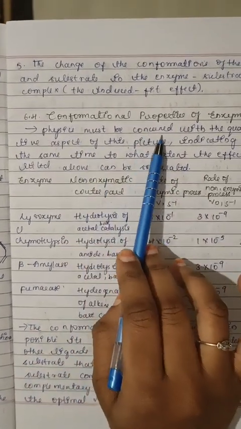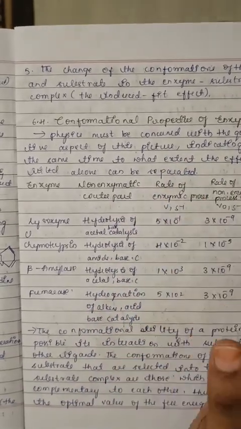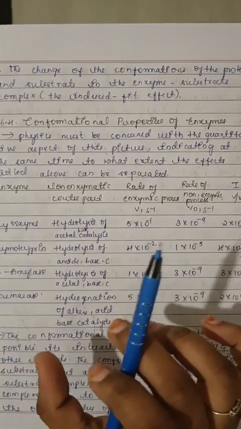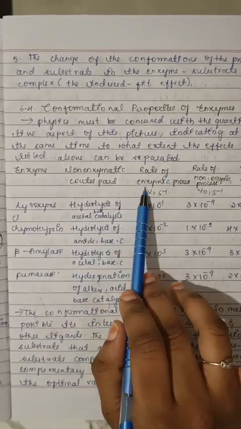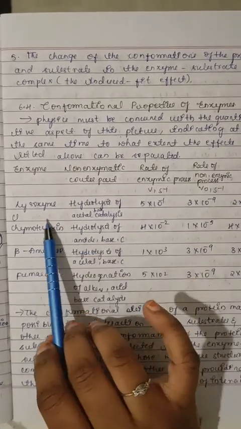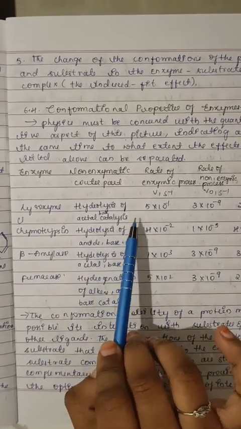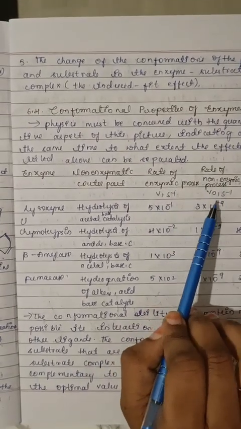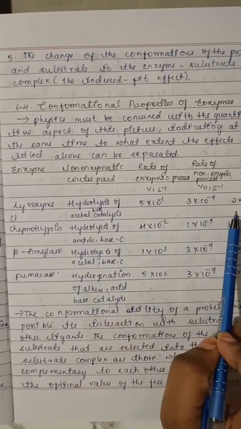Next topic is about the conformational properties of enzymes. In this, physics must be concerned with the quantitative aspects of these pictures, indicating at the same time to what extent the effects discussed above can be represented. See, there are some enzymes with their non-enzymatic counterparts, rate of enzymatic process, rate of non-enzymatic process. Coming to this, if you take the example of lysozyme, its non-enzymatic counterpart is the hydrolysis of acetyl base catalyst, and the rate of the enzymatic process is 5 into 10 to the power of minus 1, and the rate of the non-enzymatic process is 3 into 10 to the power of minus 9, and V by V naught value of this is 2 into 10 to the power of 8.